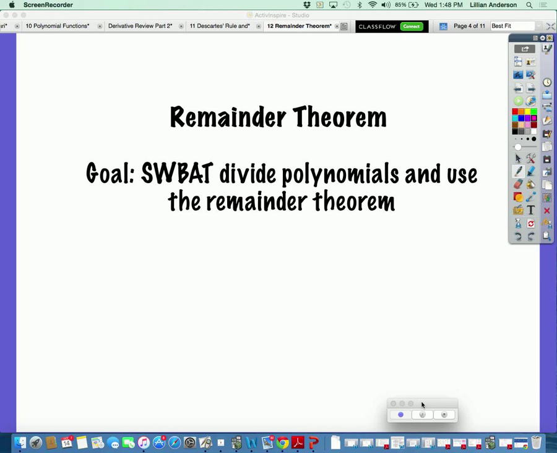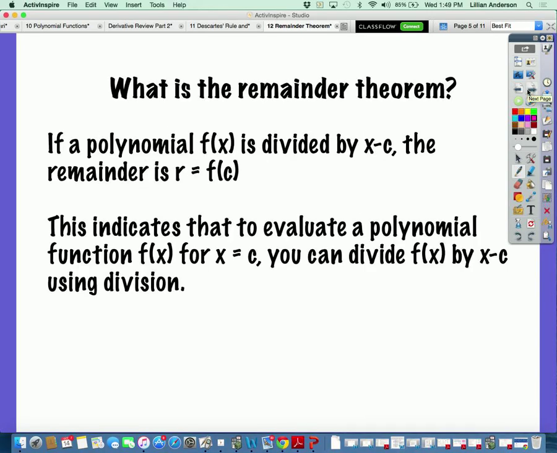All right, so we're talking about the remainder theorem today, and by the end of the lesson, you'll be able to divide polynomials and use the remainder theorem. Now realize that dividing polynomials should be reviewed from Algebra 2. We did that there. However, the remainder theorem we did not mention or talk about last year, and so here this year. So, what is the remainder theorem?